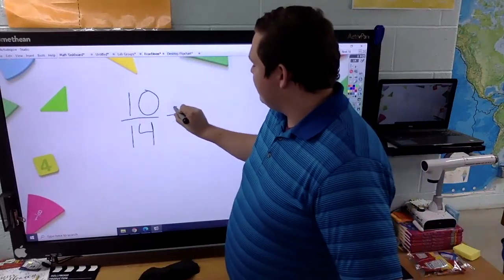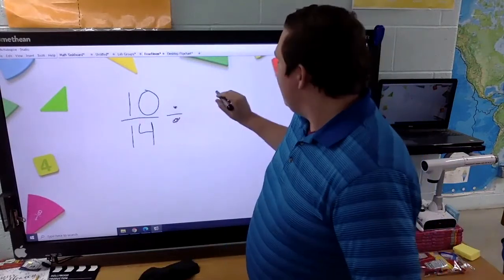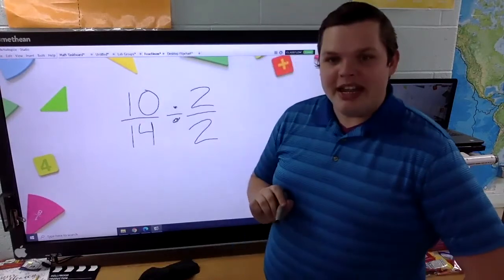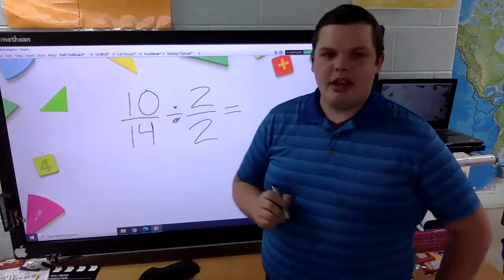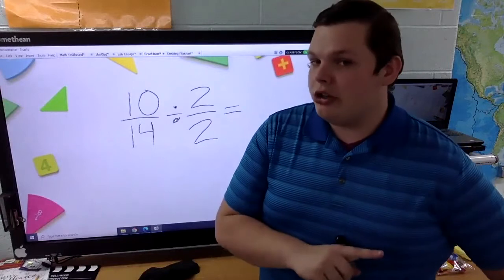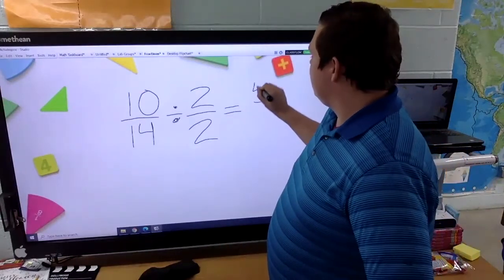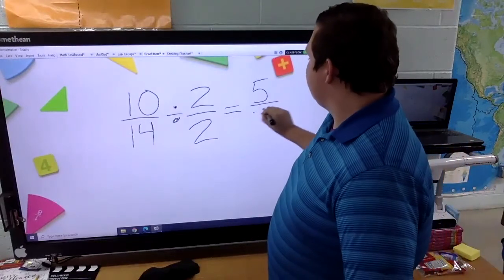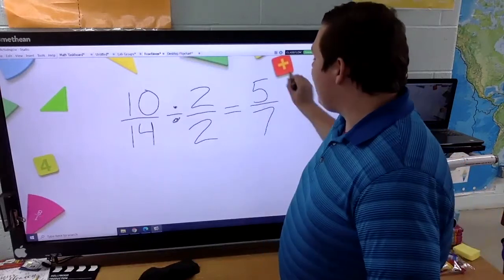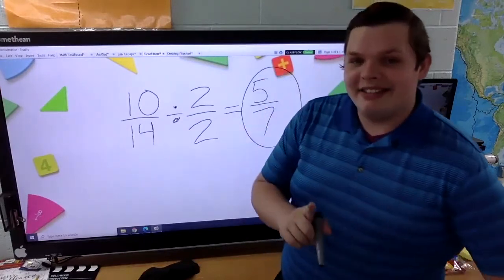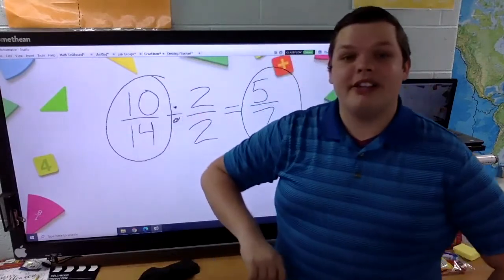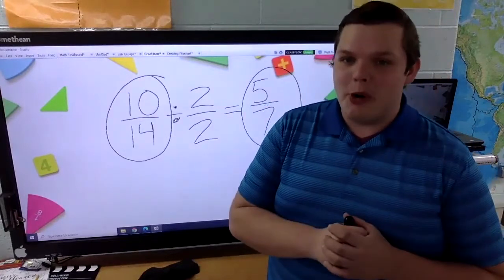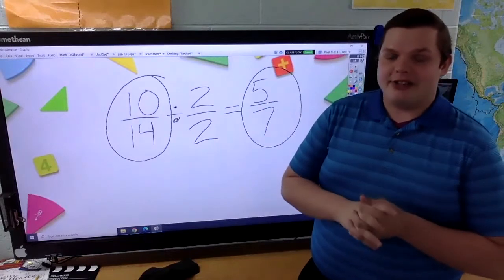I know it's kind of hard to see these. Make my dots a little bit bigger there. I'm going to divide by 2 over 2. Pretty easy. 10 divided by 2 is 5. 14 divided by 2 is 7. 5/7, what I just circled, is equivalent to 10/14. So like I said, multiplication and division are super, super important to know if you're going to have a good grasp on fractions also, okay?